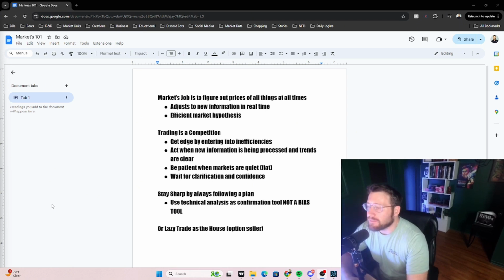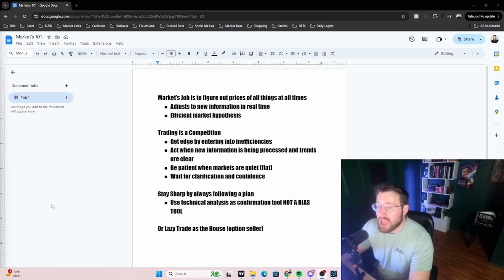You'll be just fine. Now, the way that you also will actually make money is by always following a plan. The plan can be stupid simple as long as you have a plan, and then you use technical analysis as a confirmation tool and not a bias tool. Don't be saying, oh, this should go down, and then try to pull up the technicals that point to it actually going down, rather than letting the technicals you use all the time tell you where the price is going. Use it as a confirmation tool, not a bias tool. Never try to paint your opinion on the market.